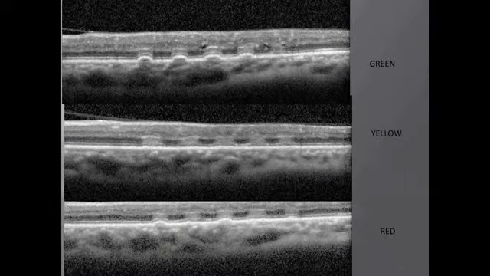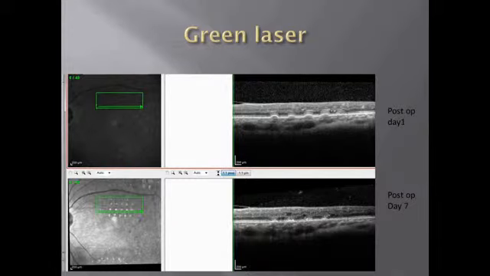And you can see that the top one is the green one, and you can see the extent of damage which a spot causes in the layers of the retina. The yellow one is in the center and the red one is at the bottom. Red goes in much deeper. The yellow tends to be a little more superficial and less damaging to both sides, while the green tends to go in a much bigger spot.